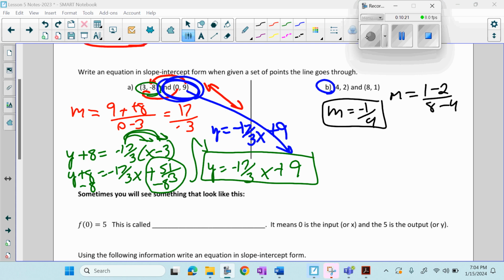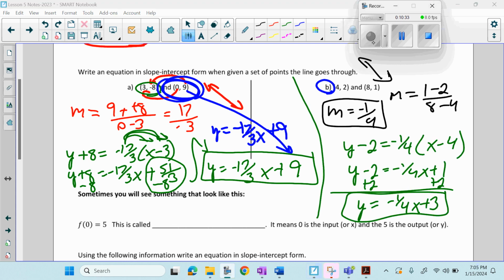Okay, so the first thing you should see is the slope is -1/4. So again, I know that that line is going downhill. Go ahead and try to find the y-intercept. Okay, so your y-intercept should have been 3. Notice what I did here. I distributed that -1/4, and when I did that, that ended up being a nice number 1. And then I'm just going to add that 2 over to get my equation in slope-intercept form.